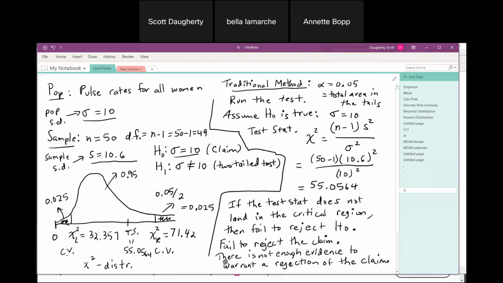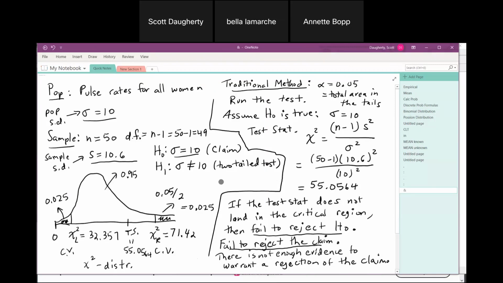Quite honestly, that last statement, there's not enough evidence to warrant a rejection of the claim, is just a fancy way of saying that you have failed to reject the claim. That's all that says. So MyMathLab is going to state it in those fancy terms, but it just means you're failing to reject the claim, which you can get directly from here, right? If you fail to reject the null, then that means you're failing to reject the claim.